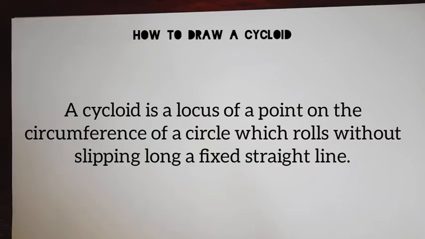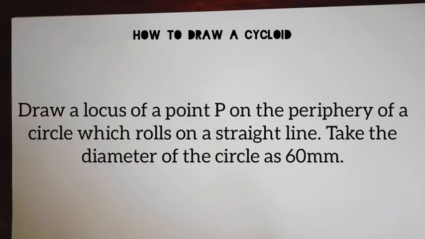a fixed line. So we are going to draw a locus that is going to move on the circumference on a straight line without slipping, that is, from a fixed line without slipping. Now the question that we are going to use is: draw a locus of a point P on the periphery of a circle which rolls on a straight line path. Take the circle's diameter as 60 millimeter.